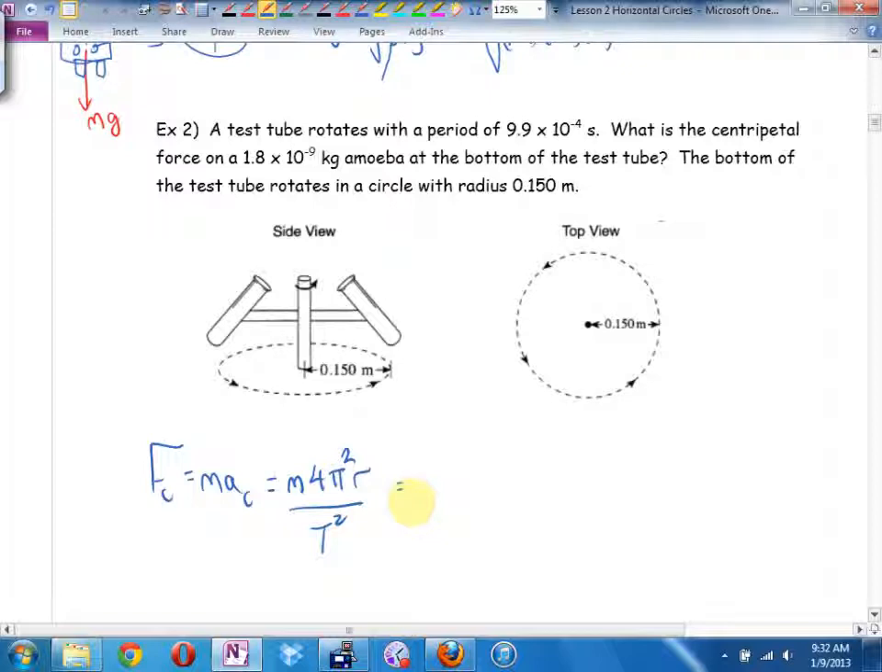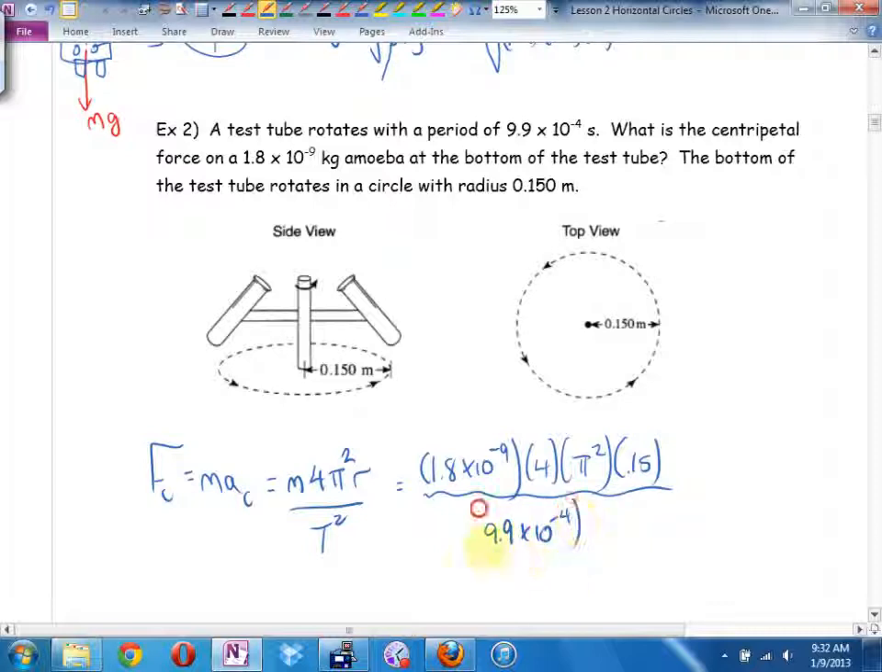We have an amoeba that weighs 1.8 times 10 to the negative 9, times 4 times pi squared, times the radius, which is 0.15, all divided by the period squared, 9.9 times 10 to the negative 4, squared.